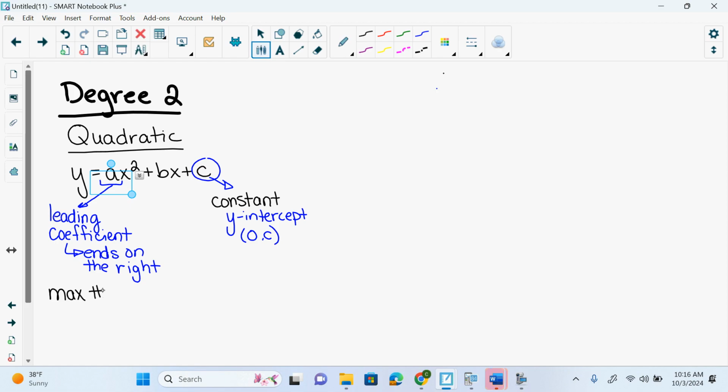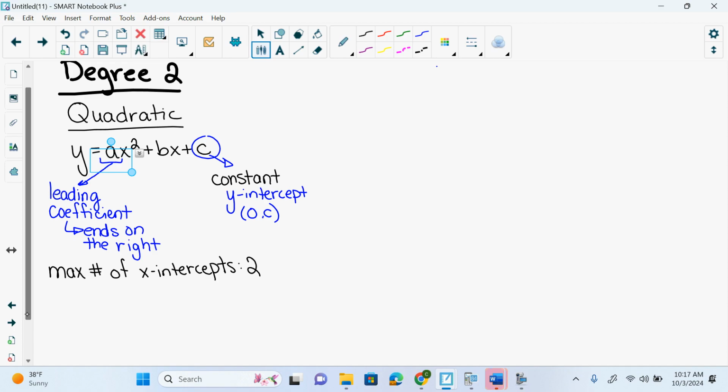What is the maximum number of x-intercepts for this one? 2. That's right, but why? The degree is 2. Yep. So the maximum number of x-intercepts is always equal to the degree, whether it's 1, 2, 3, 4, or 5, same reasoning, right? Degree 1, 3, and 5 had a minimum of 1 x-intercept, because your end behaviors are always in opposite directions, so it's going to have to cross somewhere.